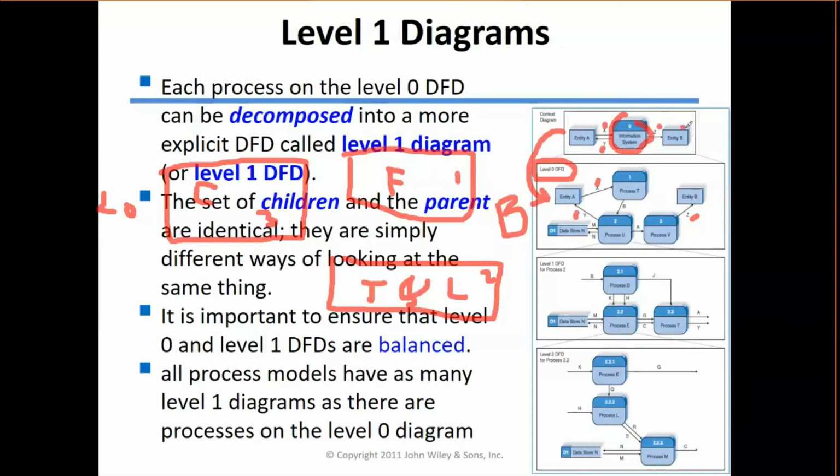Third point is about entity. Any entity at the parent level, at higher level, must go to the lower level, from context diagram to level 0 diagram, like entity A and entity B. So you see, entity A and entity B are here, it cannot be missing. Yes, it is possible that new things, new information comes in like data store. It is possible that new data comes in like B, A, M, and N.